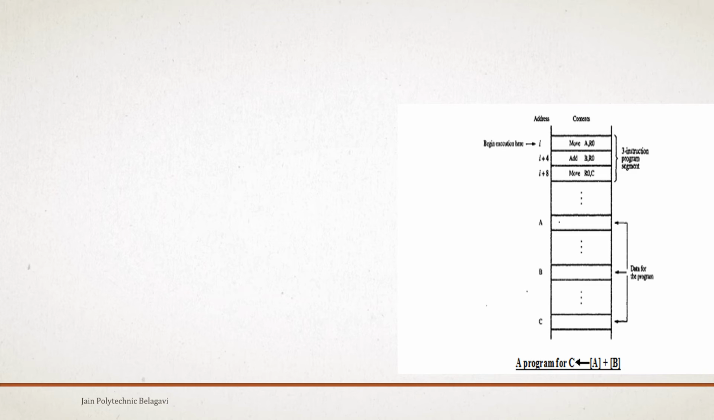Now the result should be stored in C. R0 contains the sum of A and B, so we just have to move that result into C. We can use the move instruction, move R0 comma C. What the instruction does is transfer the contents of R0 into location C. So this is how the instructions will be stored in the memory.